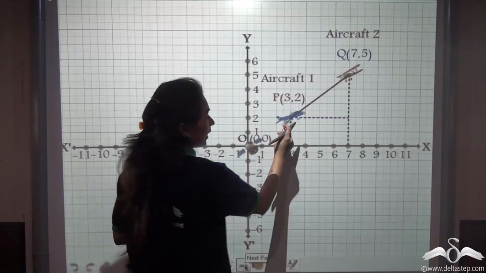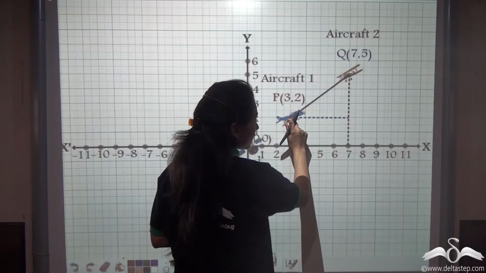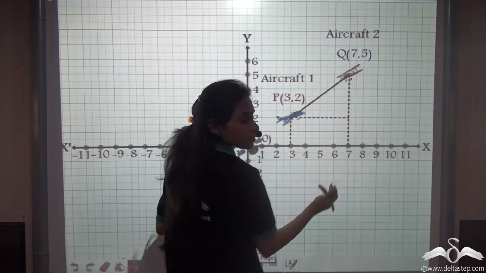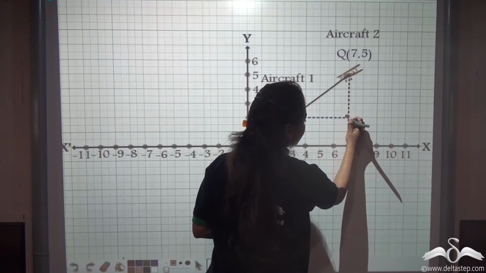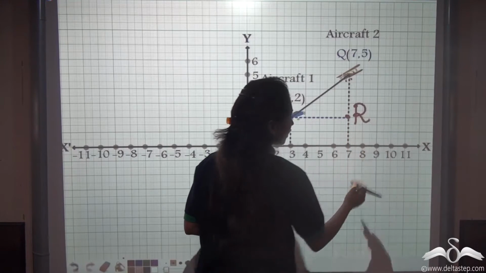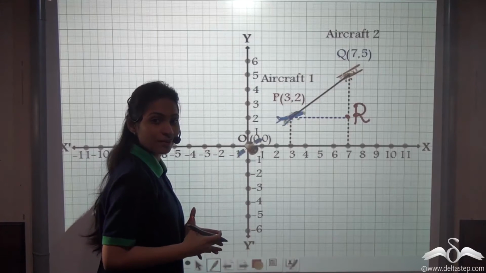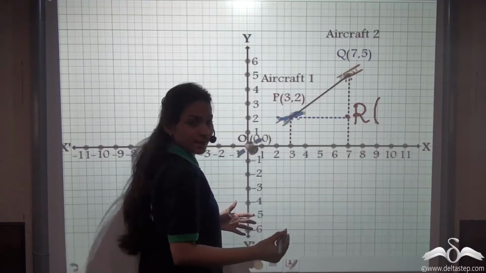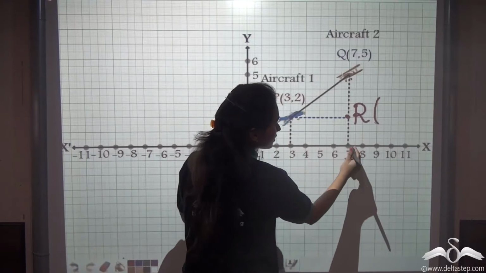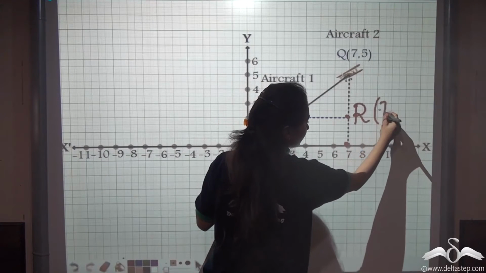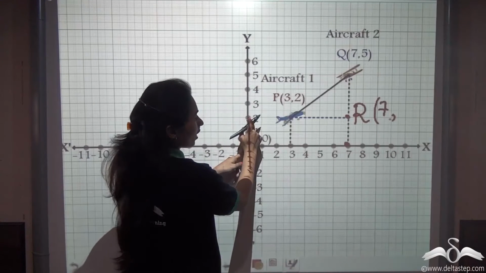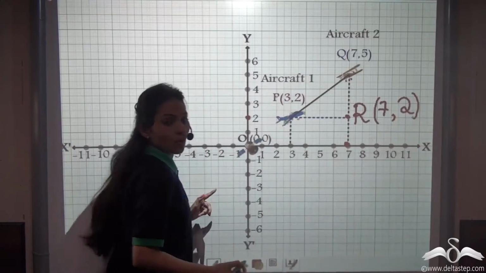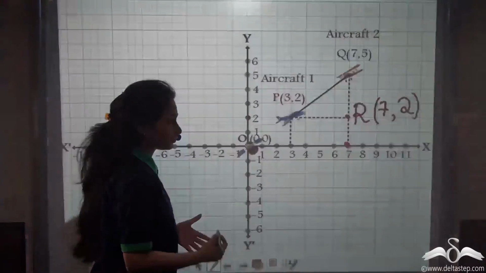We have drawn a line from the point P to the line joining the x-axis and Q. Now let's name this point as R. Can you tell me the coordinates of R? Well, we can see that the x coordinate of R is 7 and the y coordinate of R is 2. So R has the coordinates 7, 2.